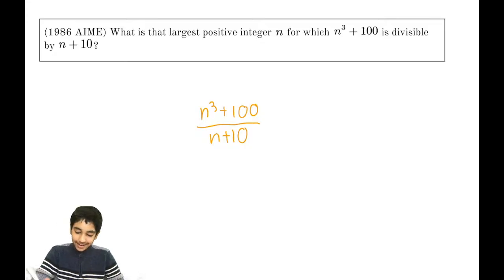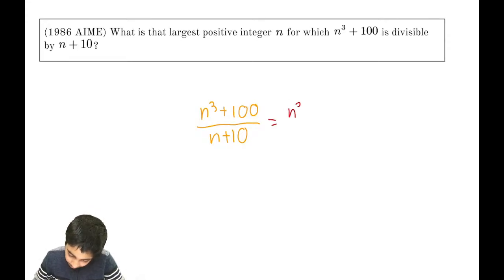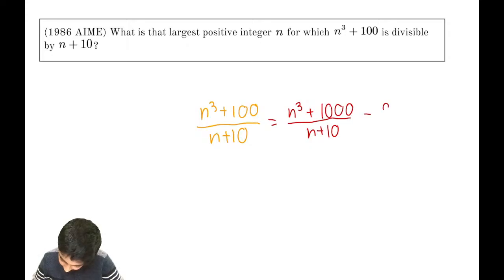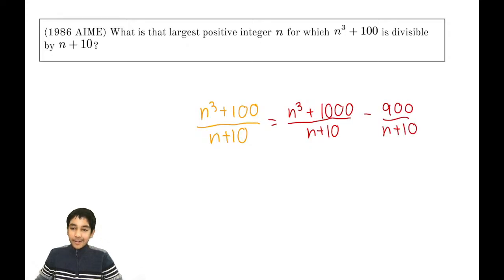Okay, so some of you are getting stuck here. Even when I saw this problem, I was like, 100? Yeah, that's not a cube. I thought the exact same thing you guys are thinking. But the thing is, this is equal to n cubed plus 1000 divided by n plus 10, minus 900 divided by n plus 10. So here's my hint. Try to use this. And then from here, we can use the formula you're probably thinking of.